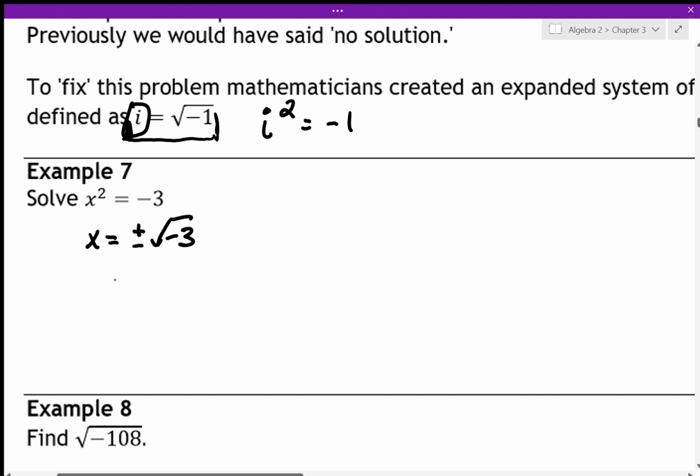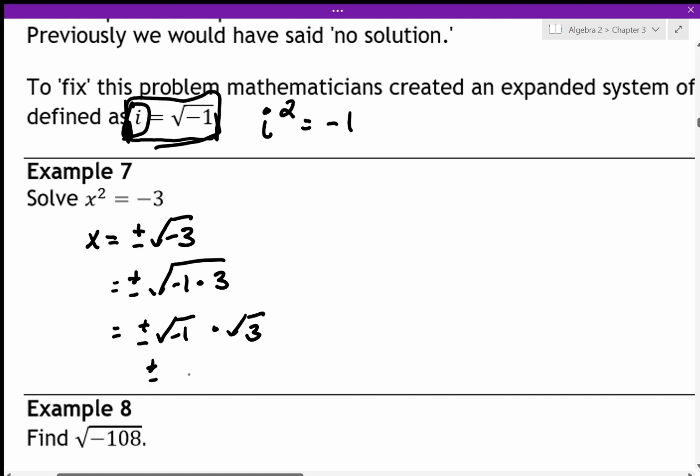So what we're going to do is break apart the -3. We're going to say plus or minus root of -1 times 3. Right, just breaking it up. And then I can break up over that product, and I can say, well, square root of -1 times the square root of 3. And then the square root of -1, by definition, is i, right? That's the definition that we had right up there. So I'm going to say plus or minus i square root of 3. And that is going to be our answer.